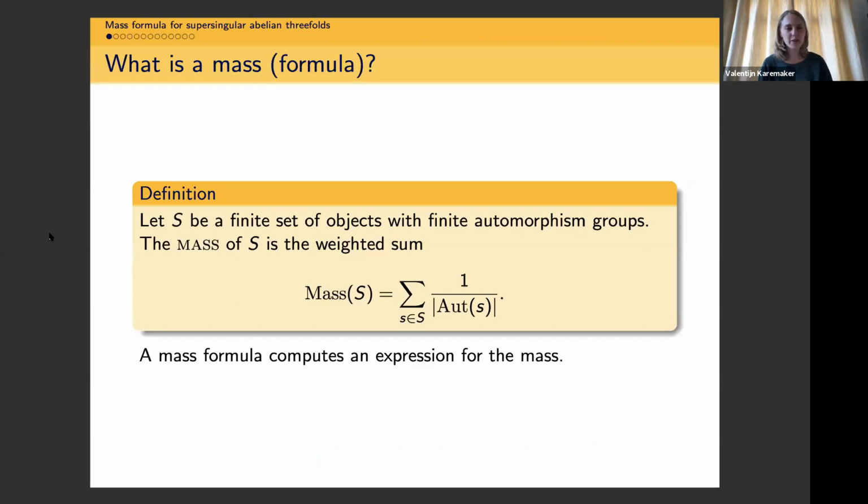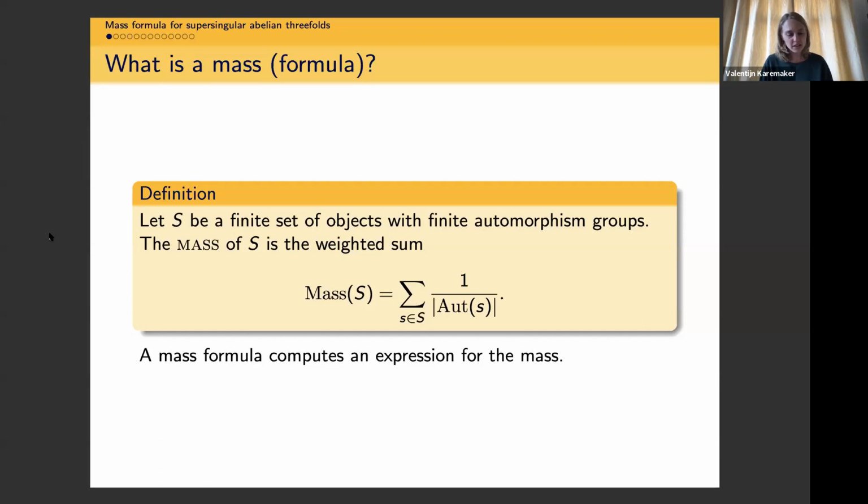Let me start by defining what a mass is. This is a very general definition for any finite set of objects with finite automorphism groups. Its mass is what you get when you count its elements weighted by their automorphism groups. And then a mass formula computes an expression for such a mass. So the mass can be more accessible than the cardinality.